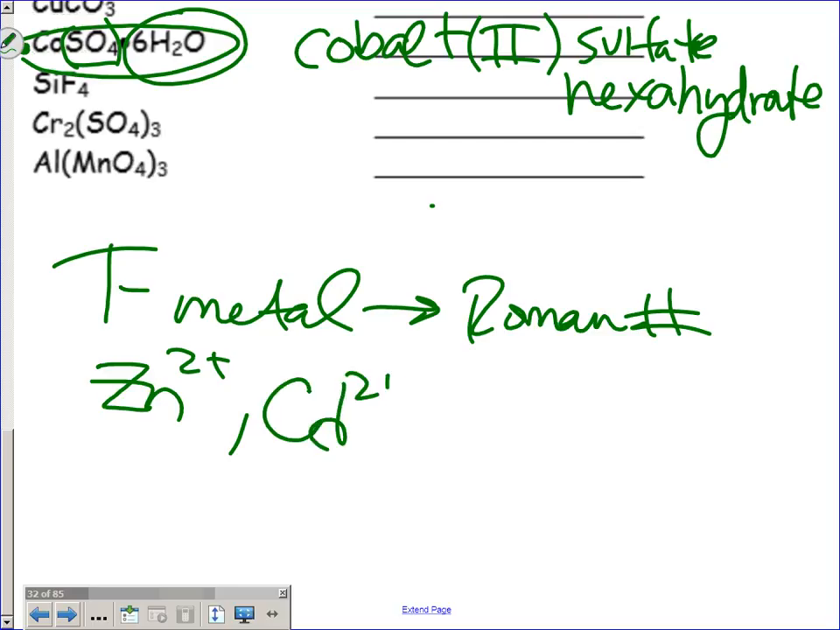Cadmium has a 2 plus. And then my favorite, silver's number 1. Okay, so silver's number 1. That's how I'm always going to do it, because silver's way better than gold. Those are always the ones that have a standard charge, meaning we don't have to write their transition metal.